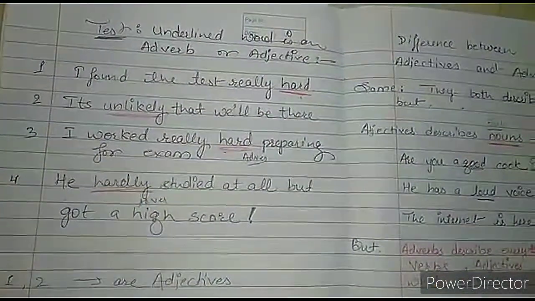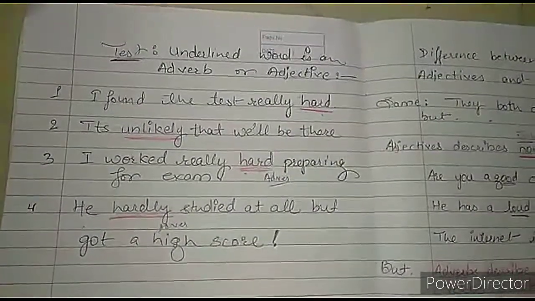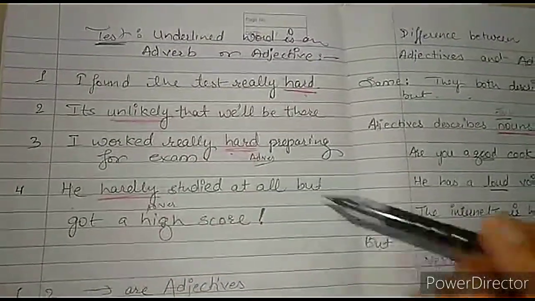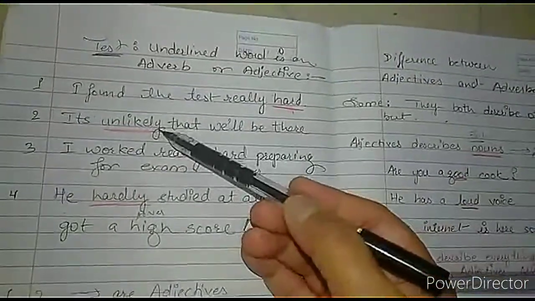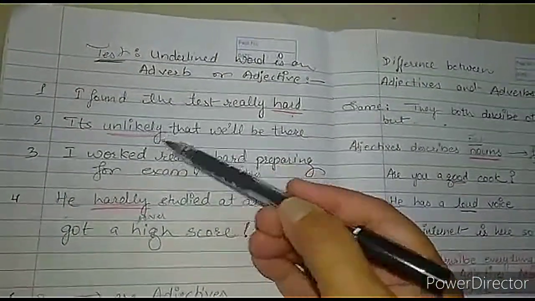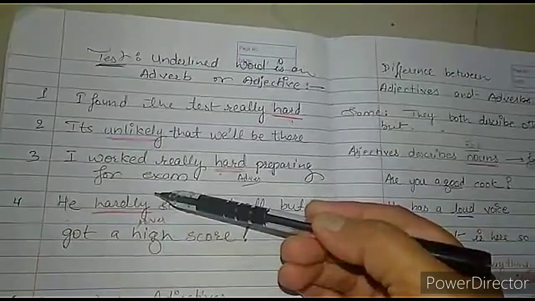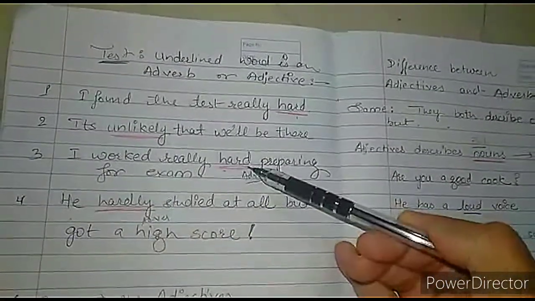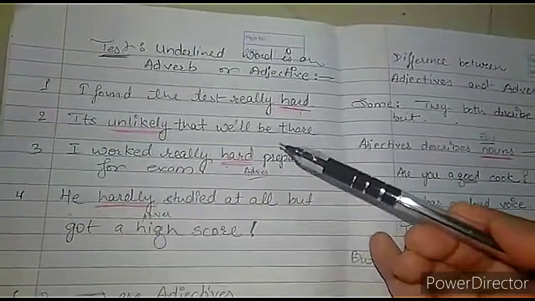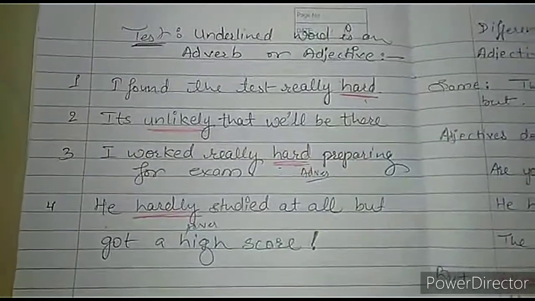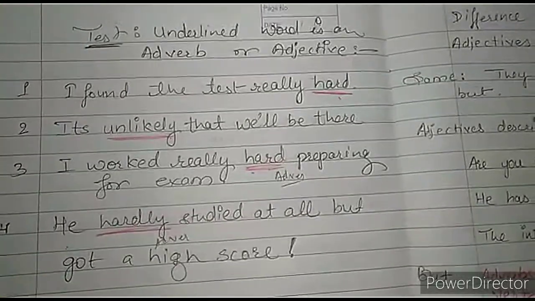How? Listen, there are things you have to note down: the form of the word doesn't tell you if it is an adverb or an adjective. Unlikely in the second sentence ends with ly, but it's an adjective. And hard in the third sentence is an adverb, although it doesn't end with ly. So remember, we don't depend on our memory that ly words are always adverbs.